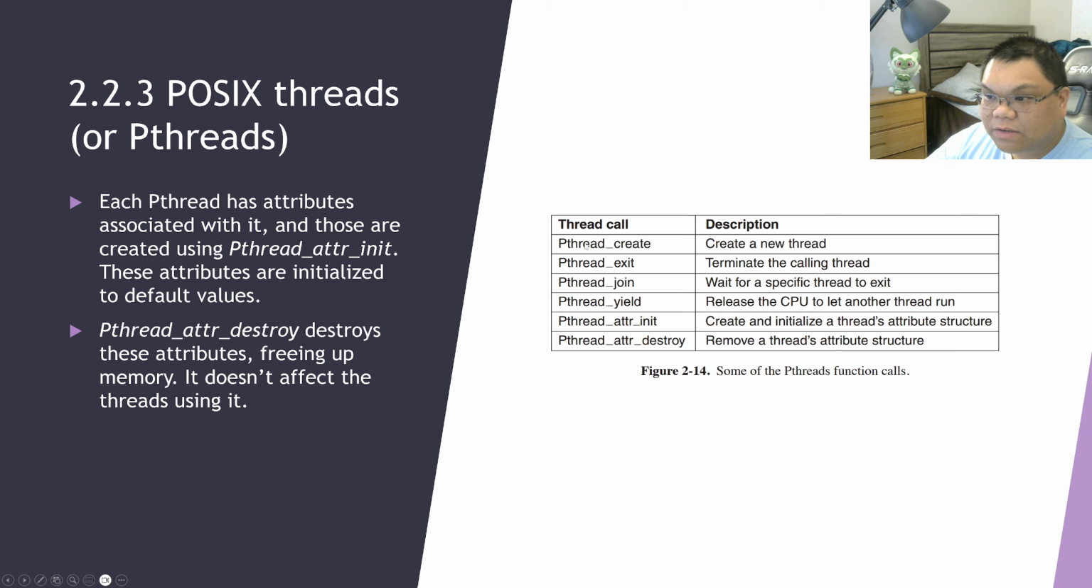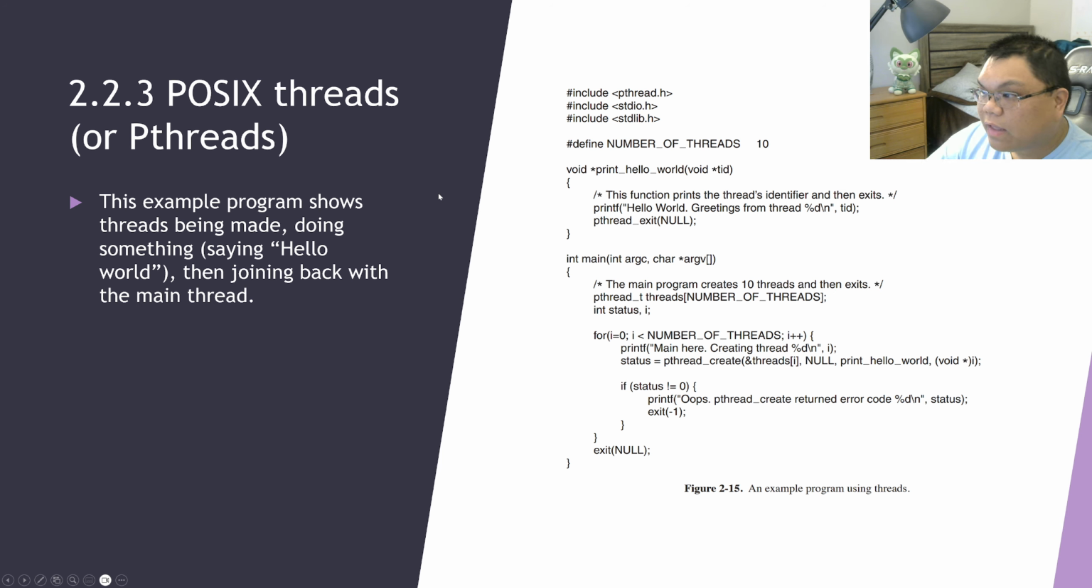Each pthread has attributes associated with it, and we create those using pthread attribute init, and pthread attribute destroy destroys those attributes. We're not really playing with that all that much when we try out our Hello World lab, by the way. But yeah, those are the six functions that are described in the textbook on how we can create, use, and destroy threads. And here's that example Hello World program. You can try that out, or you can try this one out. It just says Hello World, but then it creates 10 threads that also say Hello World.